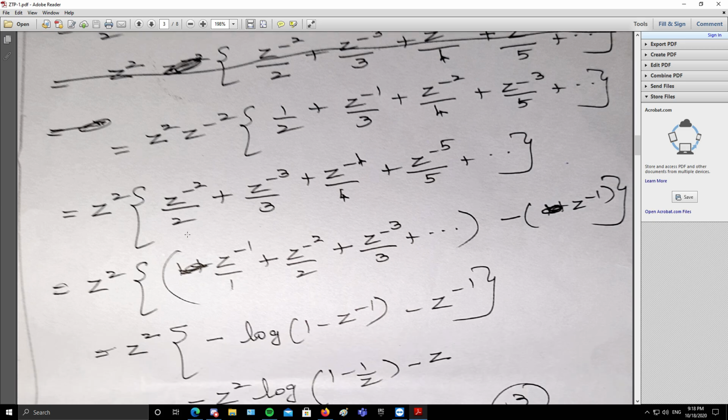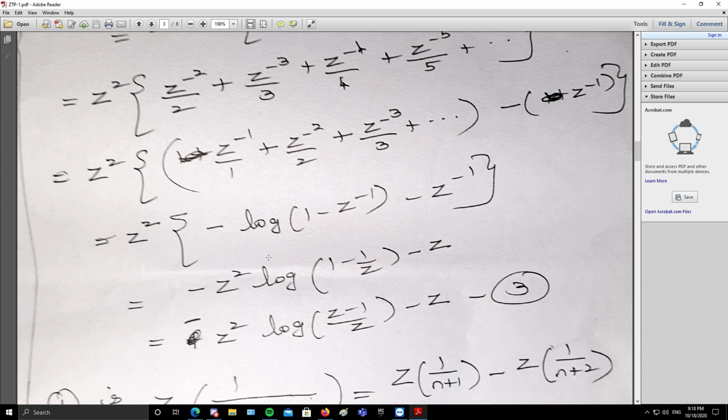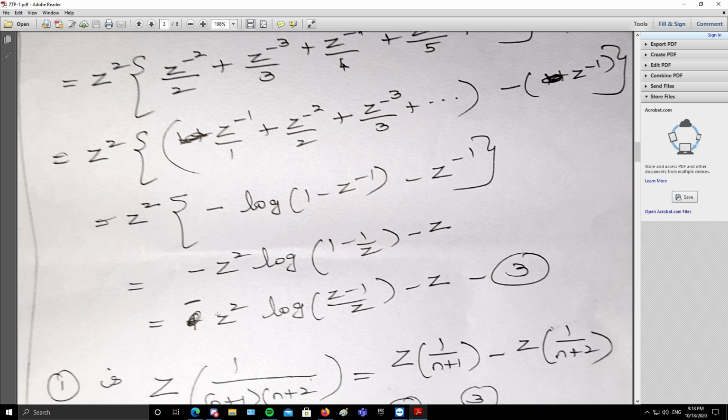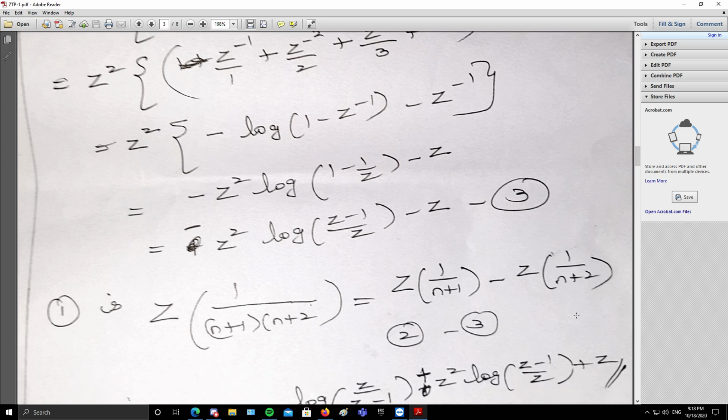Now the first term is missing. So it is of the form x square by 2 plus x cube by 3 plus x power 4 by 4 plus etc. So the first term is missing. So we are adding and subtracting z inverse. So this series is the standard logarithmic series, minus log 1 minus z inverse, minus z inverse. Now you bring z square inside: minus z square log of 1 minus 1 by z minus z, or minus z square log of z minus 1 by z minus z. So we have got the transform of 1 by n plus 2.